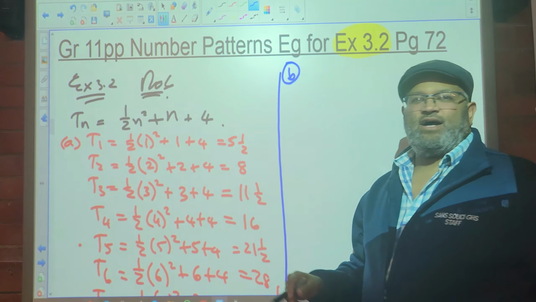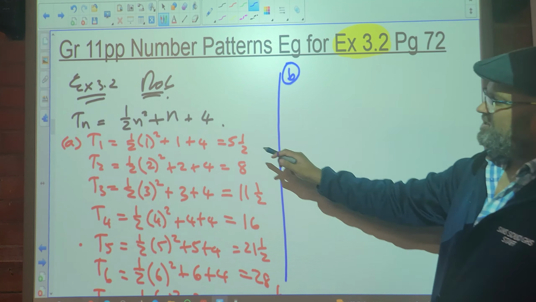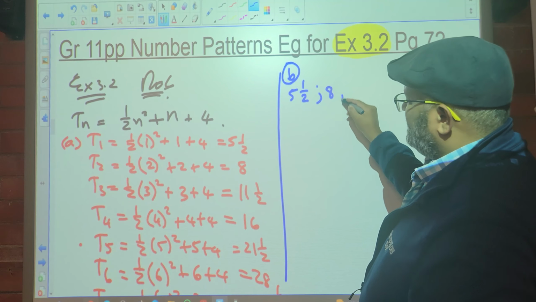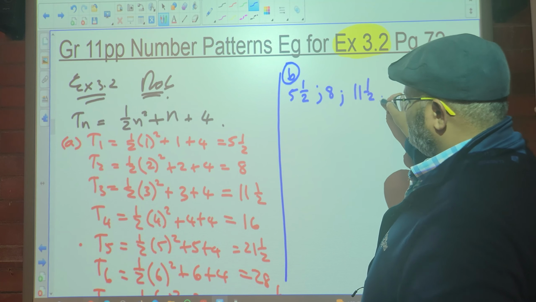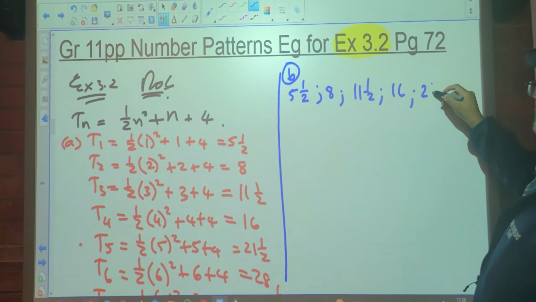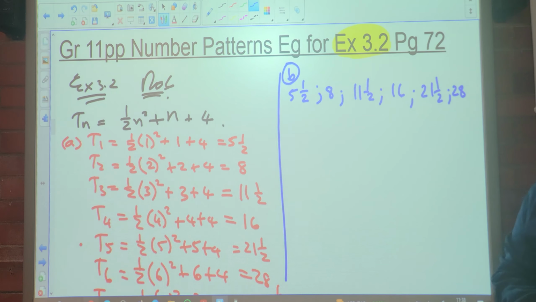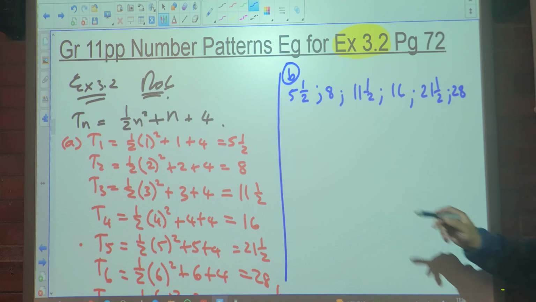we must work out our first and second common difference. So my first term is 5.5, and then 8, then 11.5, then 16, then 21.5, then 28, and so on and so on. I don't have space here, but you can carry on.